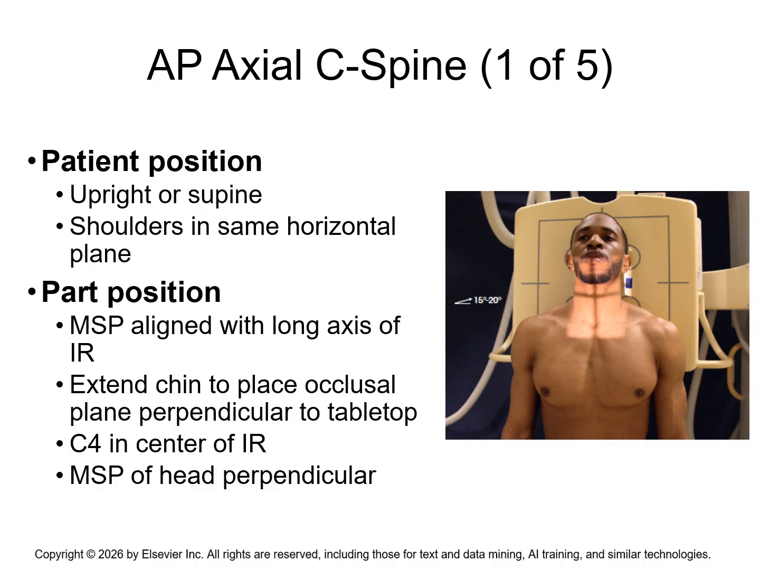Okay, AP axial C-spine. Again, all of these can be done up or down. We're going to make shoulders equidistant to the IR or the board. This is obviously done upright, and so there's a range here of angulation of the beam, 15 to 20 degrees. Typically, if they are standing up, you're going to do the 20 degrees, and we'll talk about that in class. If they're laying down, you're going to do the 15 degrees. And so you're going to extend the chin and place the occlusal plane perpendicular to the tabletop.